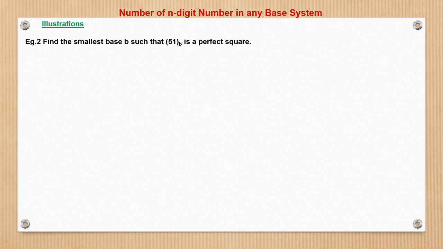Now we have seen that there would be a certain number of n-digit numbers in any base system. There would also be a certain smallest number and a certain number which will be largest in that series. So that is what we have to concentrate on now. So this question is: find the smallest base b such that 51 in base b is a perfect square. This is just a simple application of a base system.